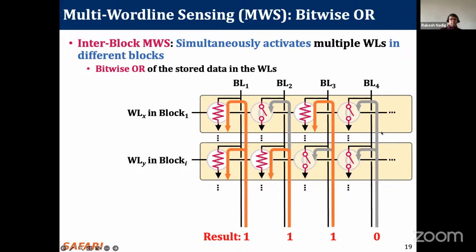even if there is one open switch in, let's say, one block, if there is a resistor in the other block, the result would still be 1, because the current would still be passing through the NAND string. This is an example of the bitwise OR. This is how the OR operation works. Even if there is one operand which is a 1, the result would be 1.